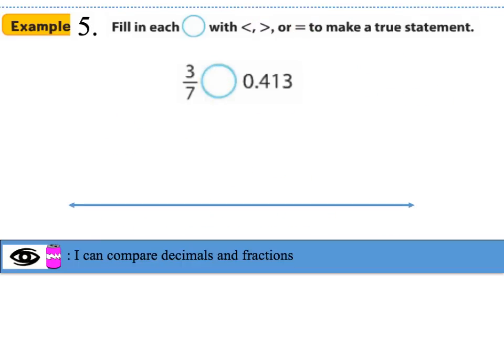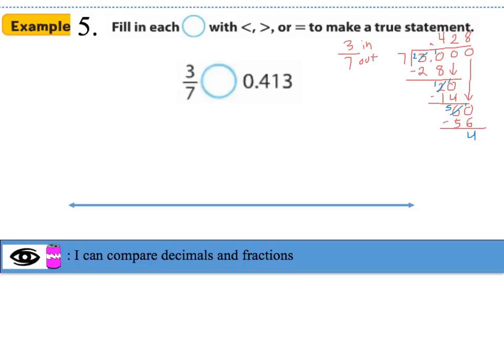So for example 5, we're going to go ahead and compare two rational numbers. The first rational number is 3 over 7. Our second rational number is 0.413. And what we're going to do is convert that fraction, 3/7, into a decimal so that we can compare both decimals. So I'm going to write 3 over 7, and I'm going to use the in and out method to convert 3/7 into a decimal.